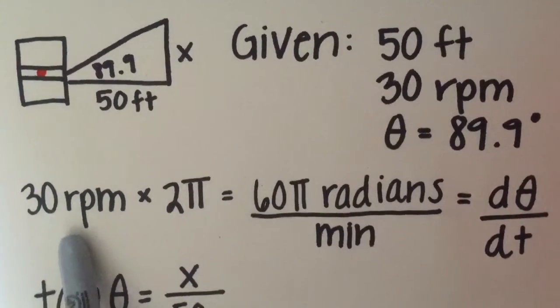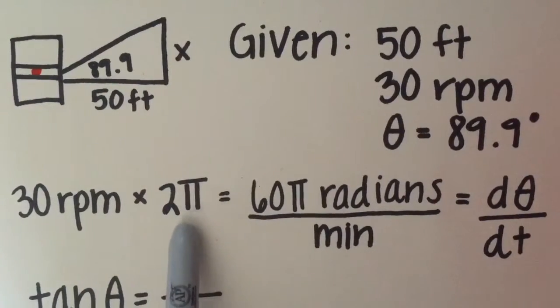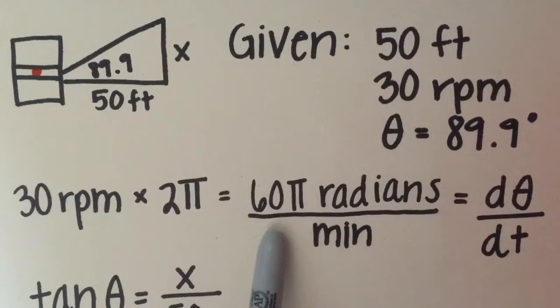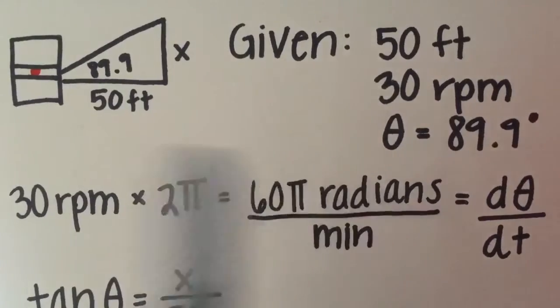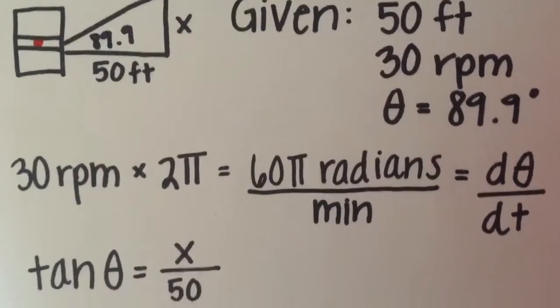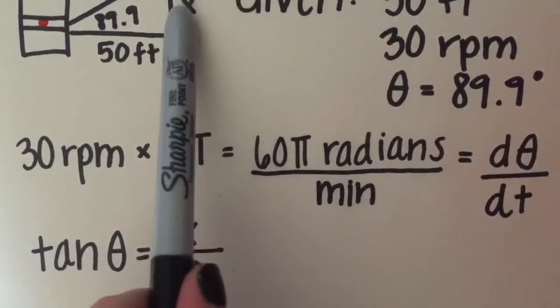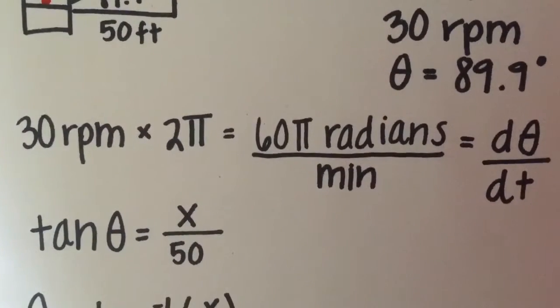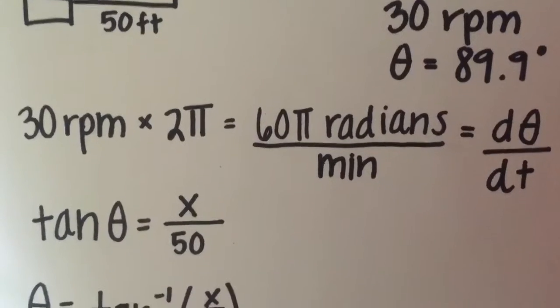First, we take 30 revolutions per minute and multiply it by 2 pi in order to convert it to radians, which will give us 60 pi radians per minute, which will then equal our d theta dt. Now, because we're working with an opposite and an adjacent side, we're going to use tangent. Tangent of theta equals x over 50.